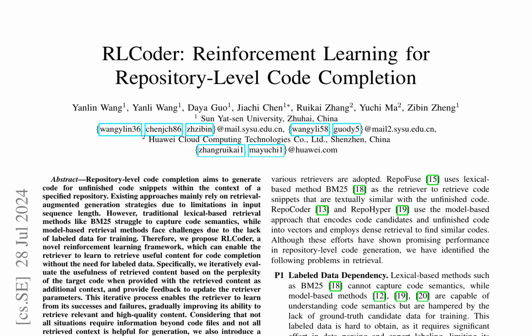Existing approaches mainly rely on retrieval-augmented generation strategies due to limitations in input sequence length. However, traditional lexical-based retrieval methods like BM25 struggle to capture code semantics, while model-based retrieval methods face challenges due to the lack of labeled data for training. Therefore, we propose RLCoder, a novel reinforcement learning framework, which can enable the retriever to learn to retrieve useful content for code completion without the need for labeled data.